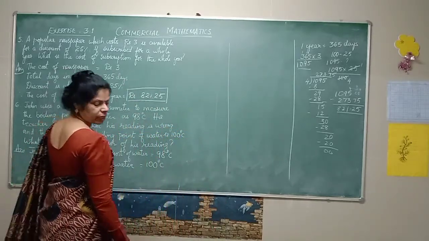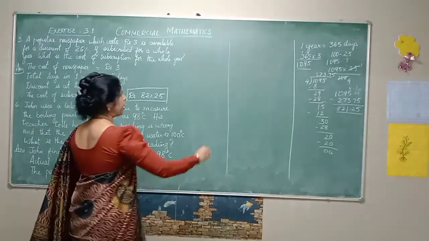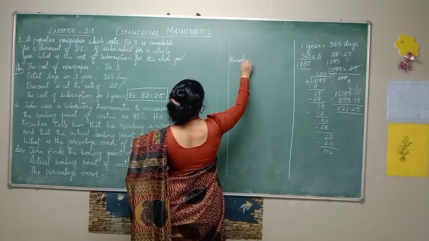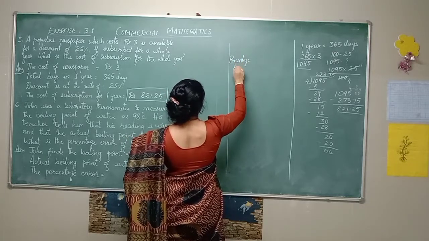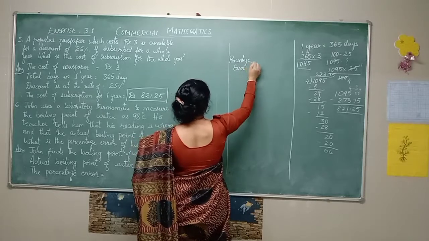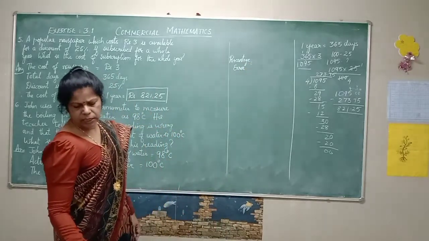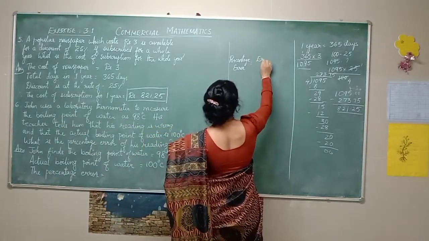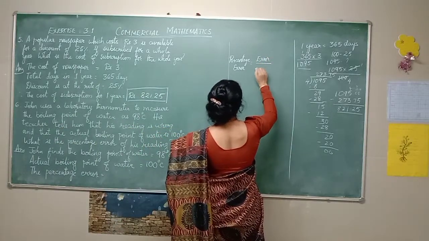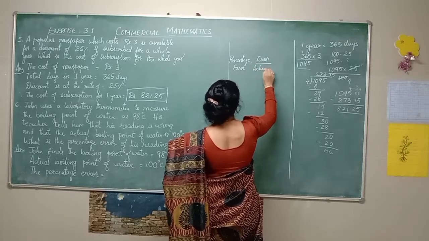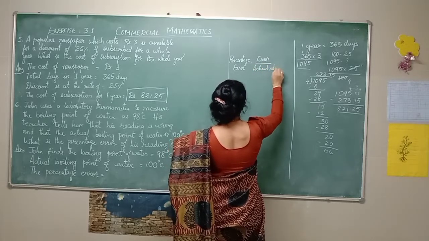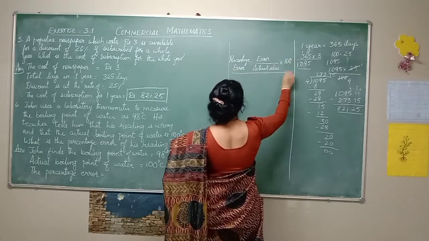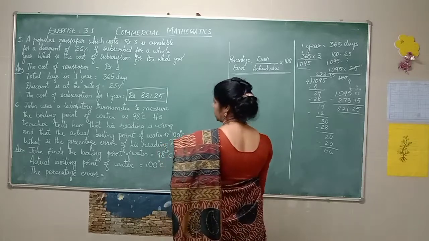So one more working column I am putting. There is a formula, percentage error. Percentage error is equal to, what's the formula? It is error by actual value into 100. This is the formula. You should be very careful about this formula.